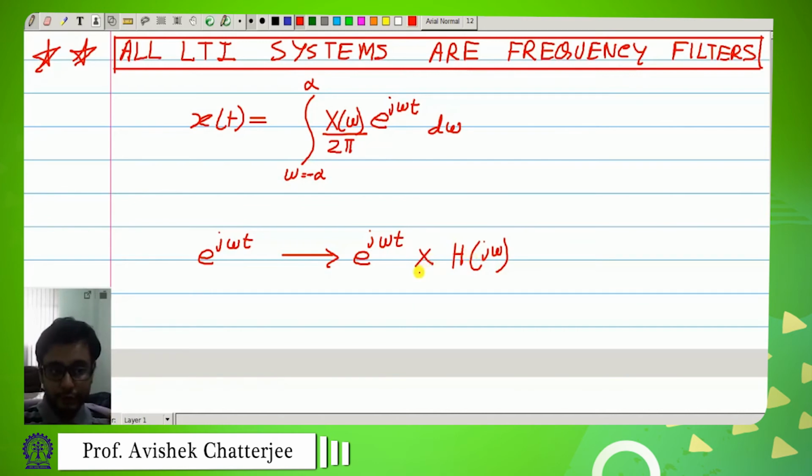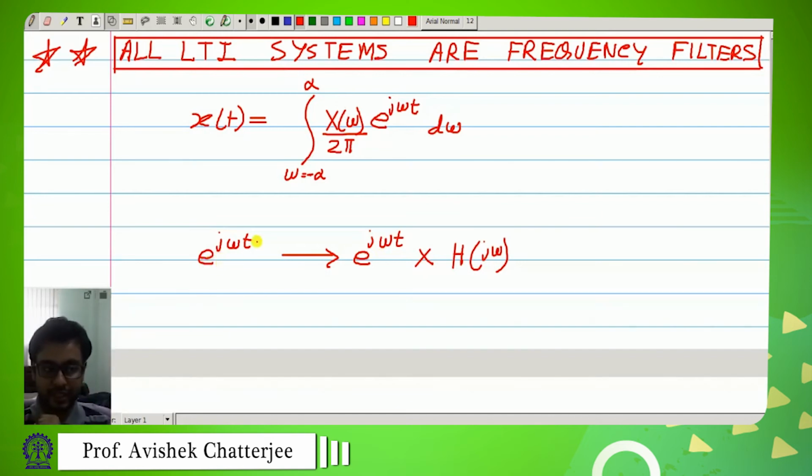Now if the value of H(j omega) is large, then the output will be large. If this value is small, output will be small. H(j omega) depends on omega. For some value of omega, H(j omega) can be large and you will get large output. For some value of omega, H(j omega) can be small and you will get small output for the same amplitude of input.